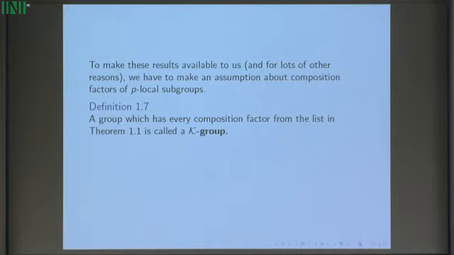And we can be a little more careful about it, because we're only going to want it in p-local subgroups. We don't need to know it everywhere. We're only going to be looking at p-local subgroups. A group which, so we call such things a K-group.